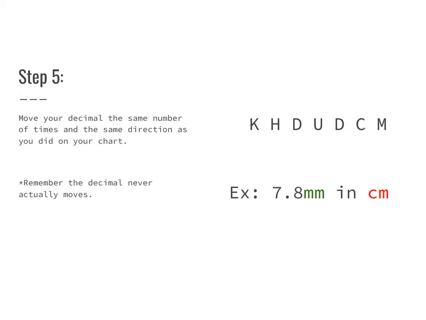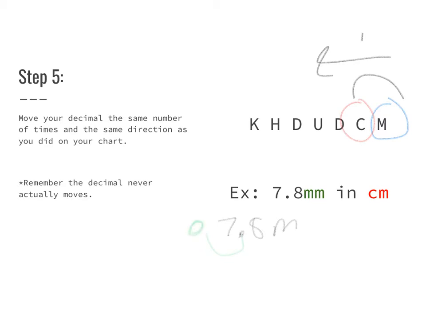Step 5, you're going to move your decimal the same number of times and the same direction as you did on the chart with your letters in your mnemonic. So I had 7.8 millimeters, and I'm going to centimeters. If we remember from our previous slide, I'm in millimeters, I'm going to centimeters, and that was one jump to the left, one time. So I'm going to move my decimal the same number of times, one time, and the same direction, to the left. Here we go. One time to the left.